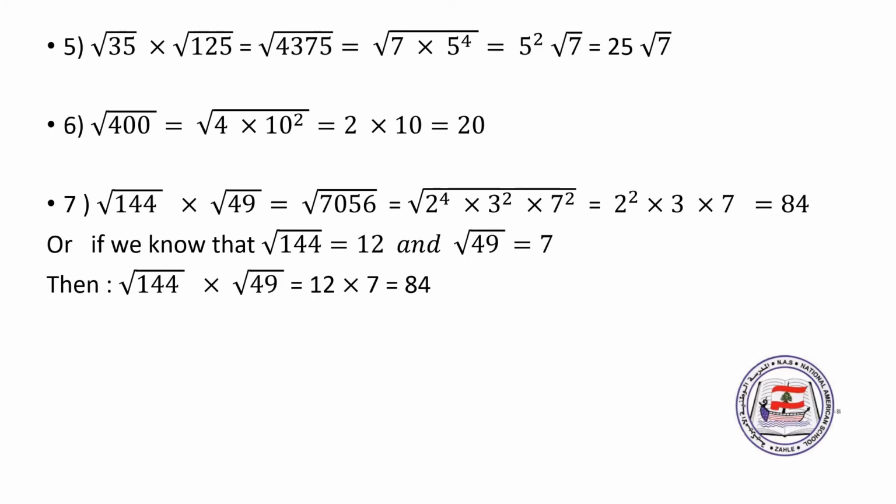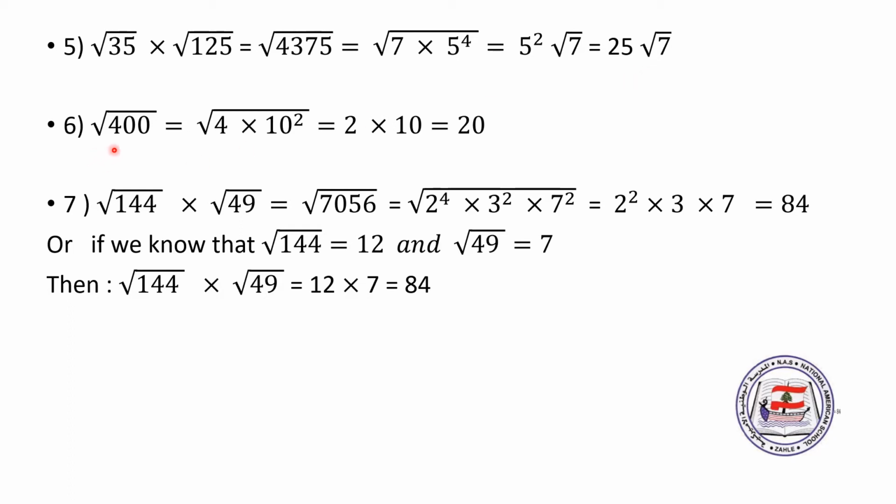And number 5, radical of 35 multiplied by radical of 125. It will give radical of 4,375. After writing the product of the prime factors of this value, we will get 7 times 5 to the power of 4. So we can reduce the writing of square root of 5 to the power of 4 into 5 square radical 7. And the final answer is in the form 25 radical 7.